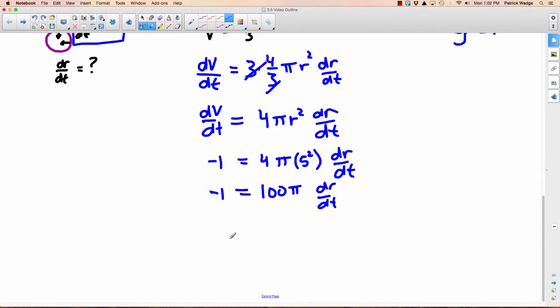Divide both sides by 100 pi. You're going to end up with dr/dt equals -1 over 100 pi. Or if that's hard to picture, take your calculator and divide 1 by 100 pi, and you're going to end up with -0.003. Of course, that's a rounded answer.